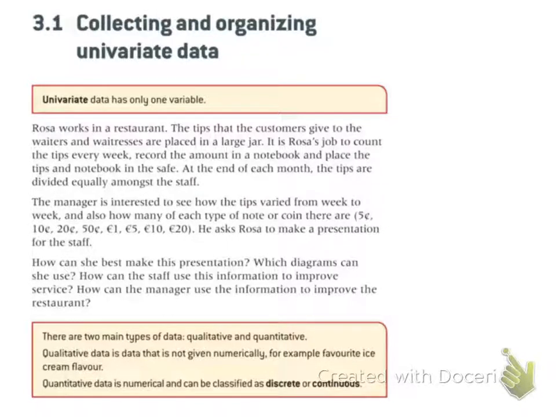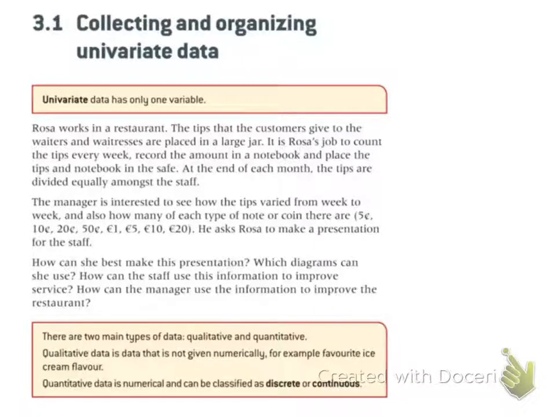It can be shoe size, it can be pant size, and some of our problems are going to be about colors. What's your favorite color? So it's just one variable that's changing, one thing that we're collecting data on. You can read through this little paragraph here. It's talking about how somebody works at a restaurant and they have to put all their tips into one jar, and at the end of the month, they're equally divided among everybody who works.